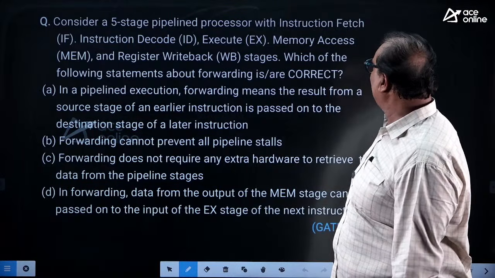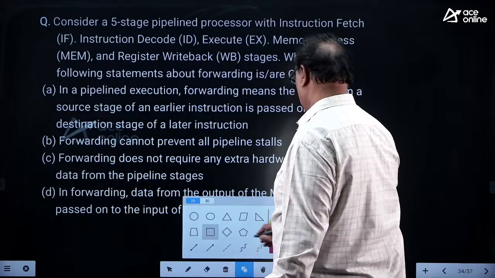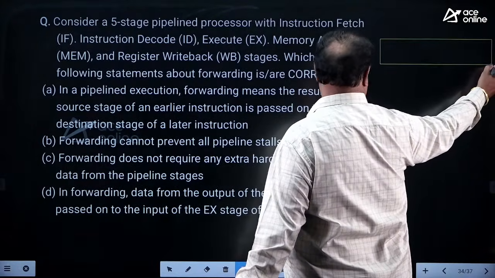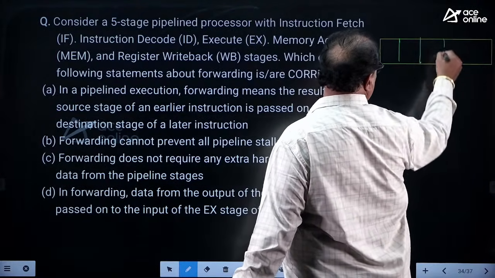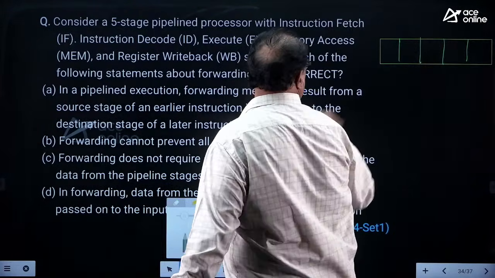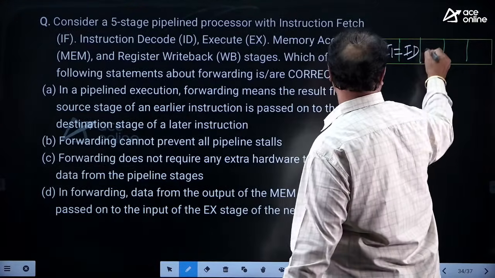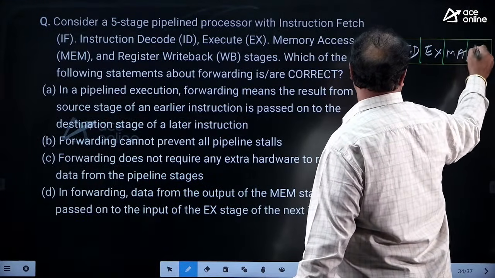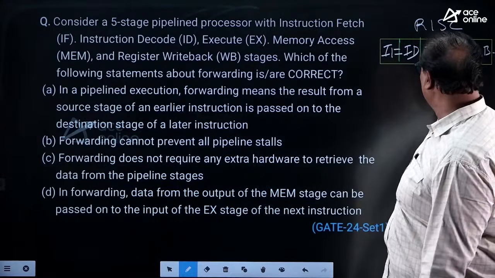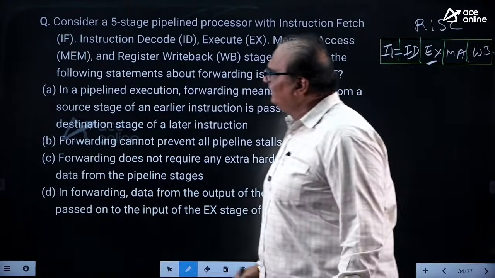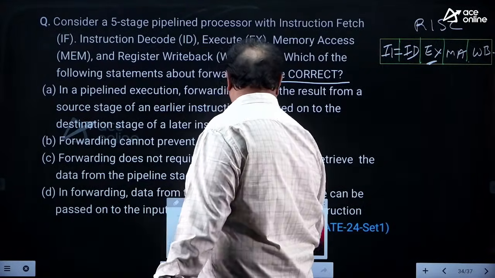Consider a 5-stage pipeline processor with instruction fetch. The stages are instruction fetch, instruction decode, execute, memory access, write back. It is a RISC processor, a classic processor: first execution, then only memory access. Which of the following statements about forwarding are correct?